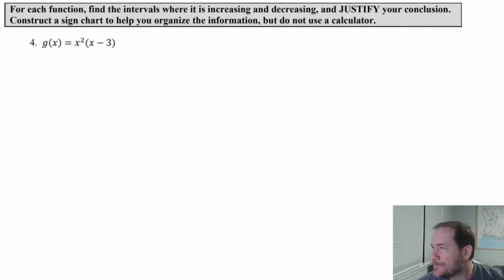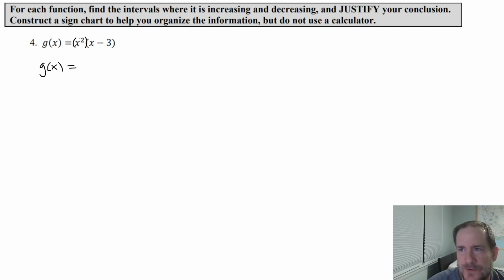So looking at 4, we know we still want to find the critical values. We still want to use those critical values to build a sign chart. Then we want to use the results of the sign chart to decide where we increase and decrease. So to find this derivative, I could just go right after it. I could just treat this as the two factors and use product rule, but in my humble opinion, it's smarter to distribute this and then differentiate the new function that we get.